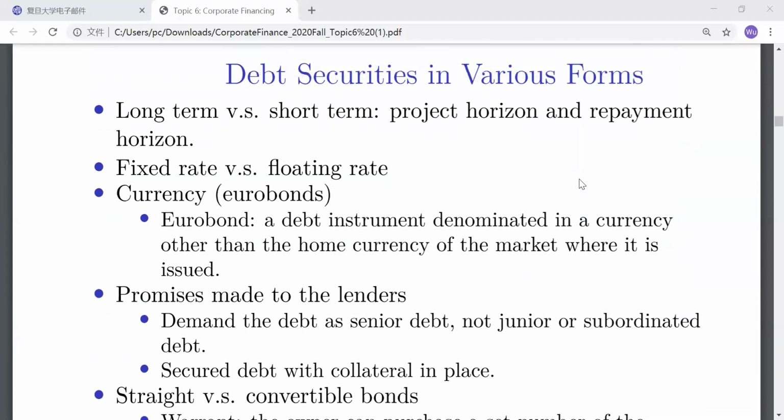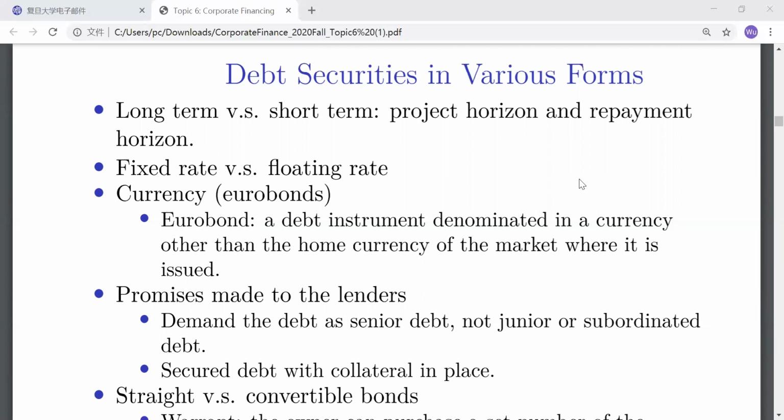And there are also other types of debt security, for example, long-term and short-term debt security, depending on the project horizon and the repayment horizon. Bonds also differ in terms of fixed rate and floating rate. Some bonds pay a fixed coupon rate, like 10% or 8%. Other bonds have a floating coupon rate, meaning, for example, the market interest rate plus 5%. This is a floating rate bond. There's also currency bonds, like a Eurobond, which is a debt instrument denominated in a currency other than the home currency of the market where it is issued.